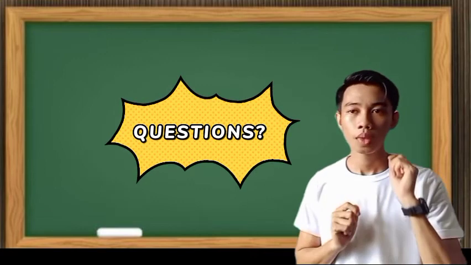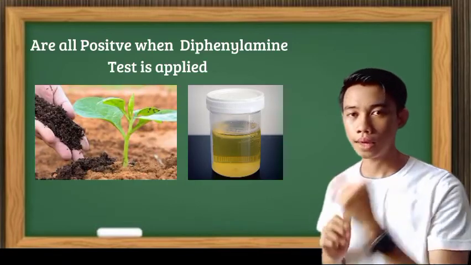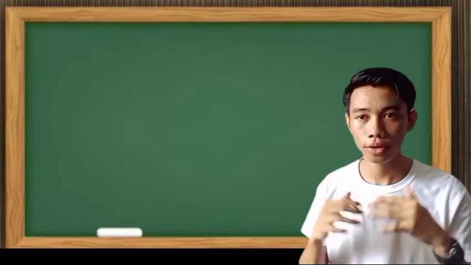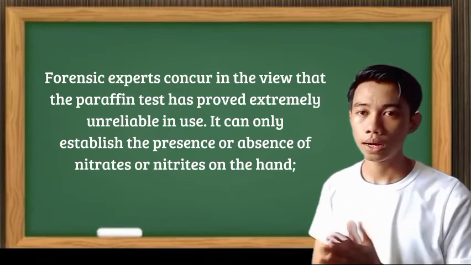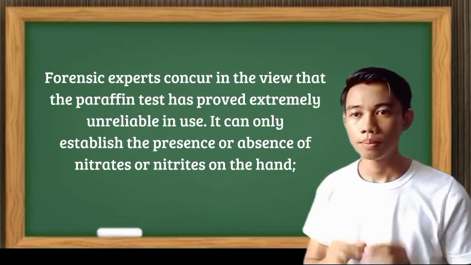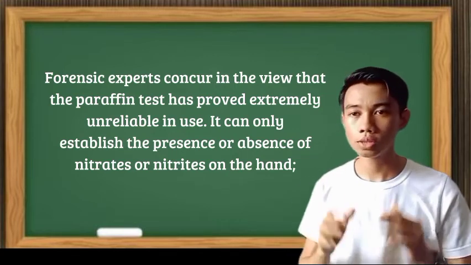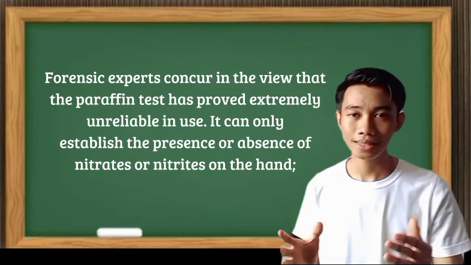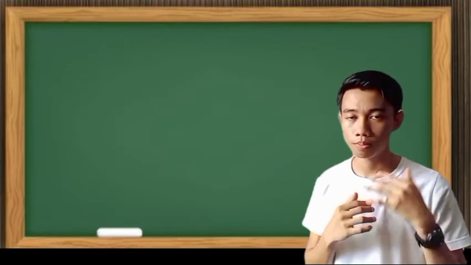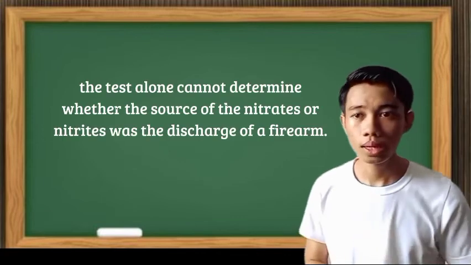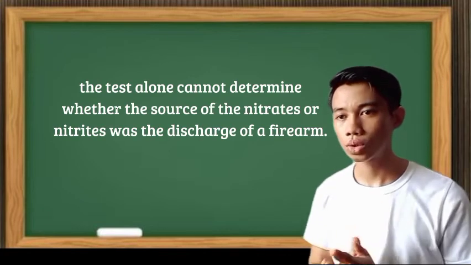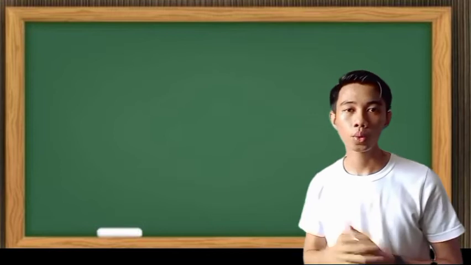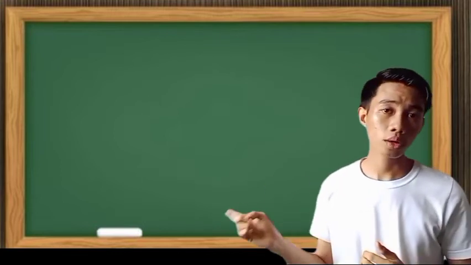Question 2, sir. So why is it ito yung case? Why is it the case? So it is because yung scientific expert natin, yung mga forensic expert natin ay bineview ang paraffin test or yung diphenylamine test bilang extremely unreliable. So it is because it can only test or establish the presence or absence of nitrates and nitrites sa hand ng suspected person na nagpaputok ng baril. So the test alone cannot determine whether the source of the nitrates or nitrites came from the discharged firearm. So this is the point where this SEM or the scanning electron microscope enters.